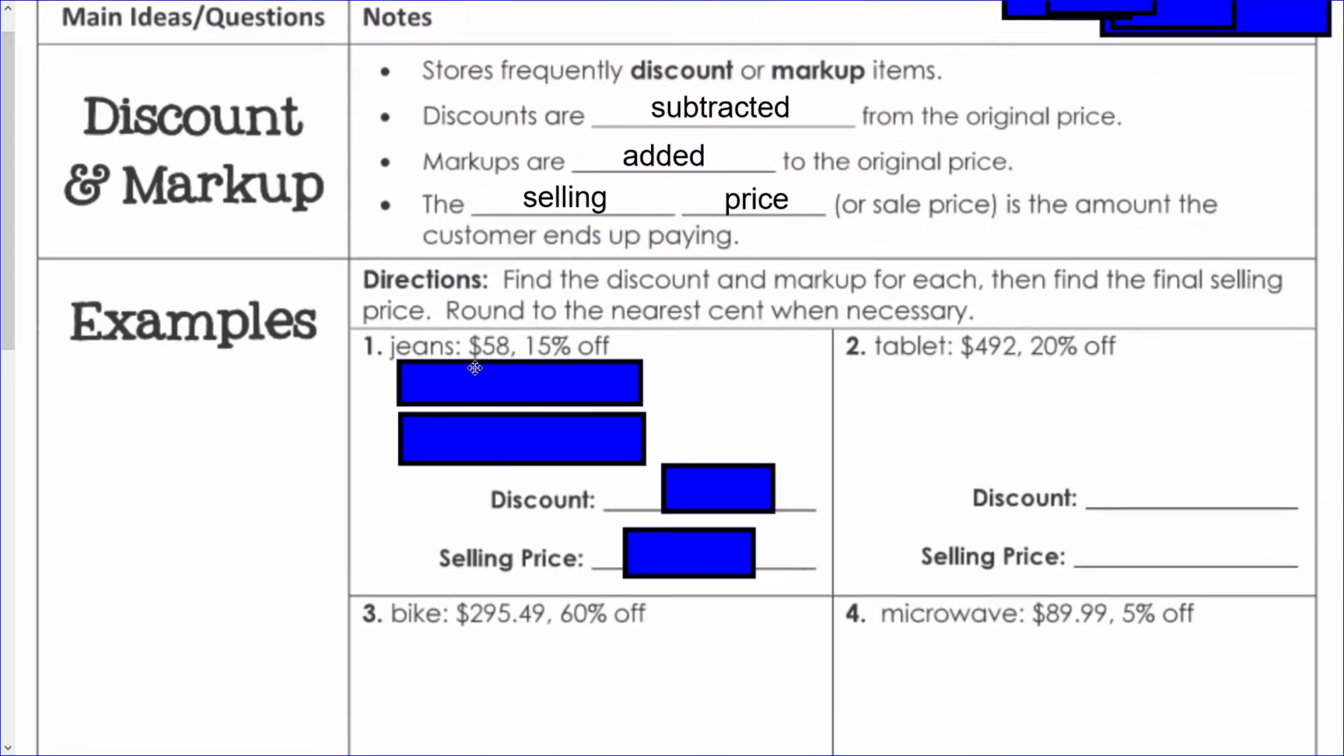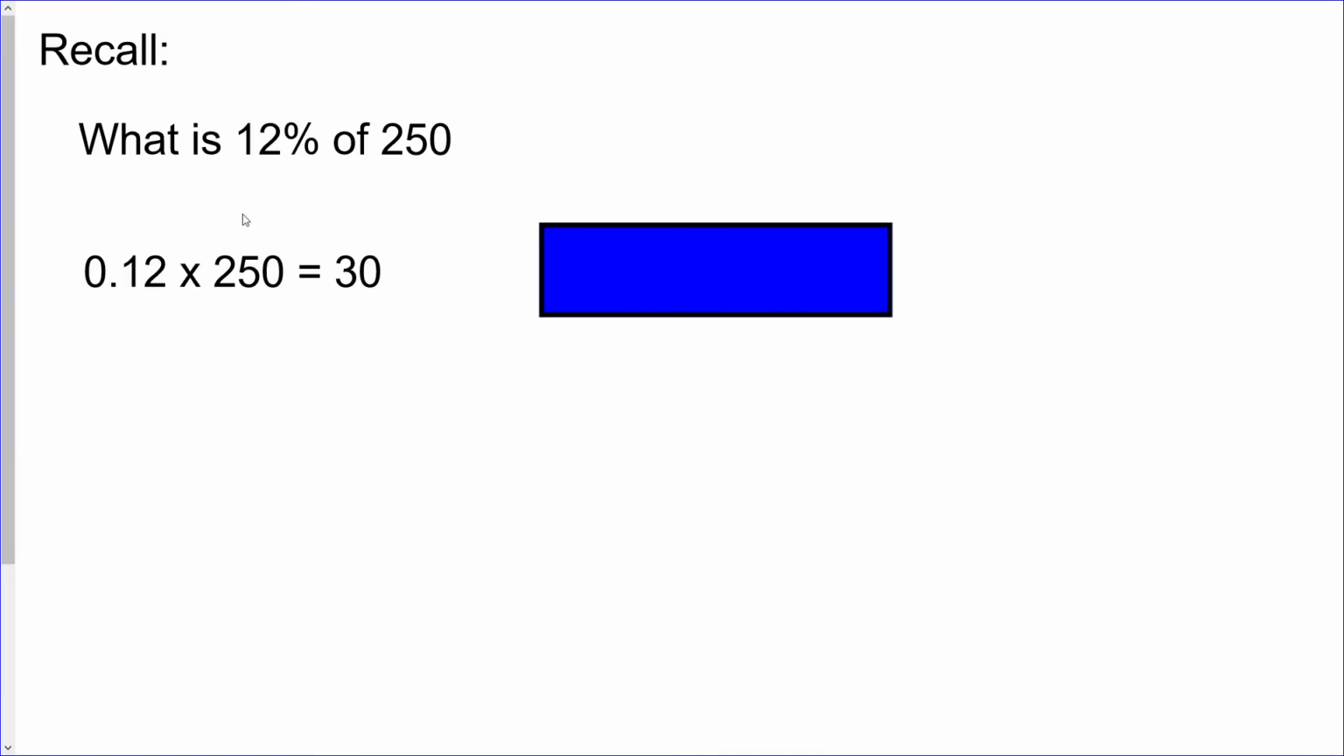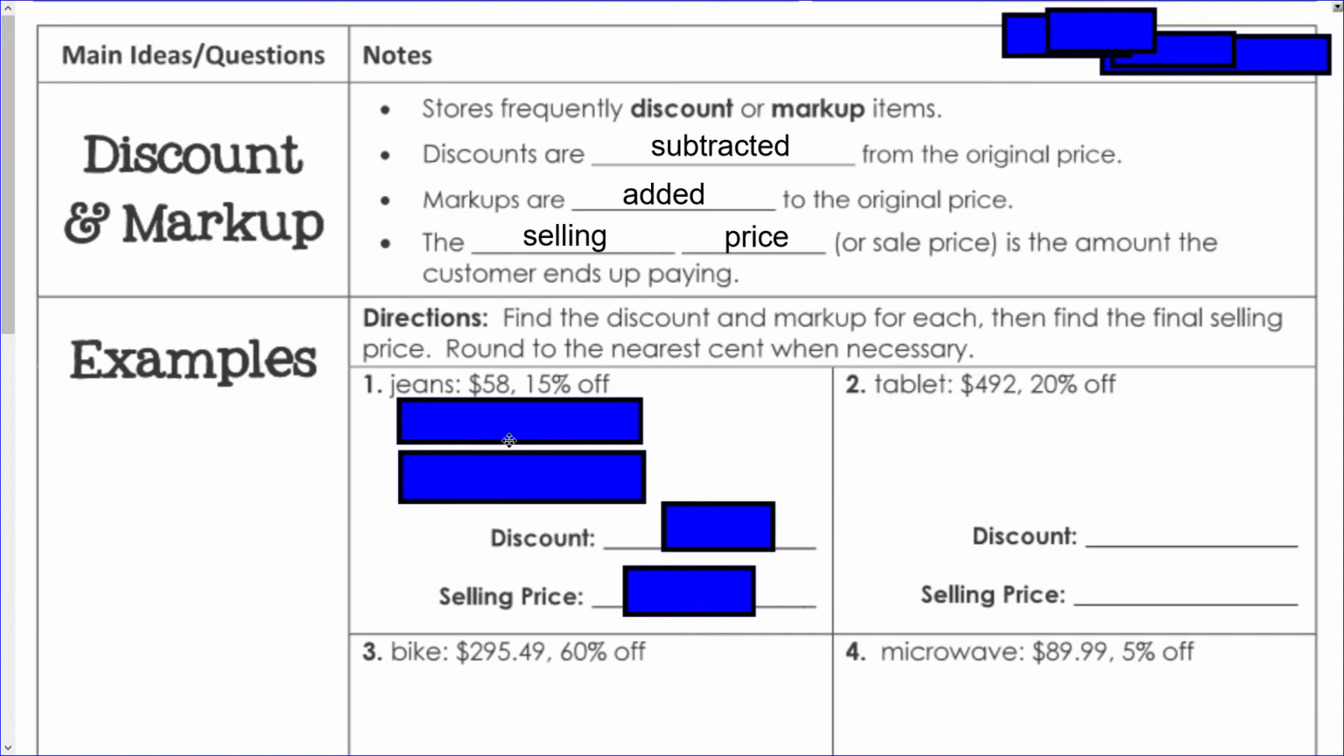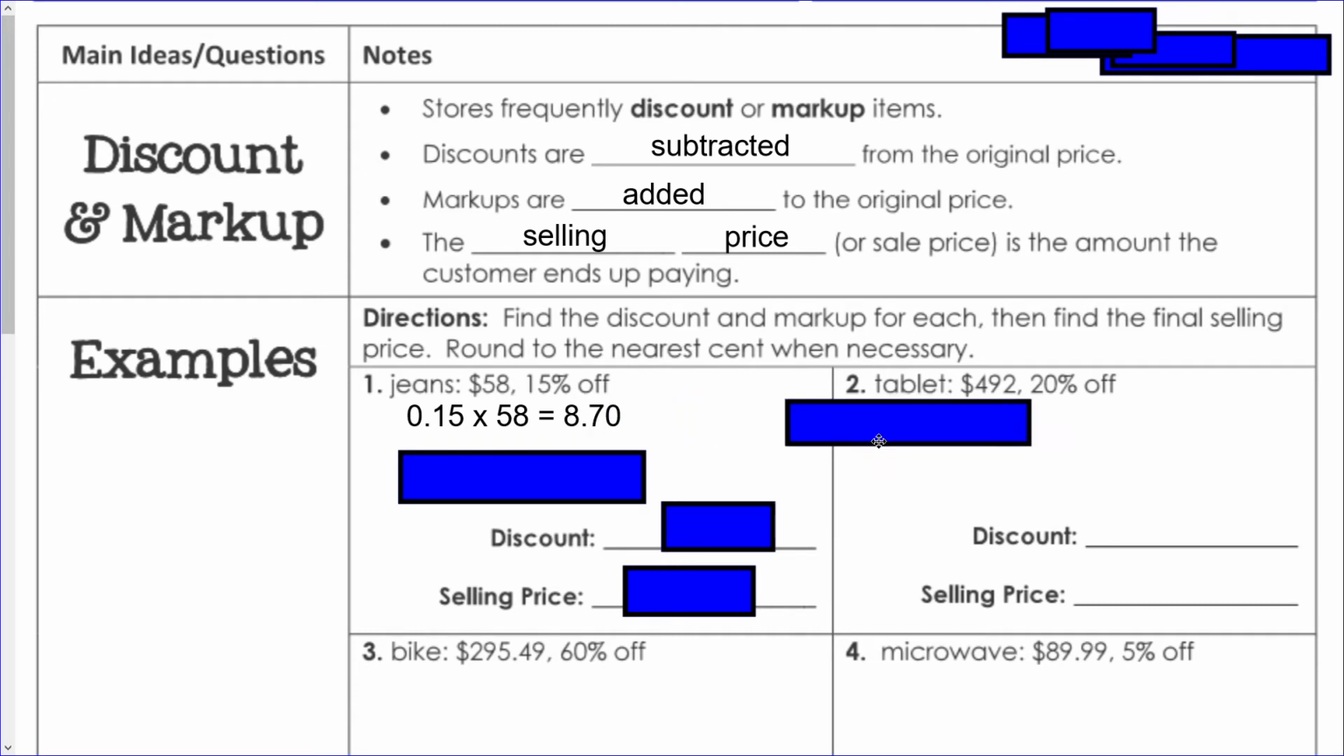Okay, so the first example, scroll back up a little bit. The first example: jeans are $58 and there's a 15% discount. The actual math involved is fairly straightforward. It's just like we did back on this page. You're doing exactly the same thing. Back on page 3 here, all you're doing is turning the percent into a decimal again, dividing by 100, and then multiplying it by the 58 that you have to get an answer of $8.70.